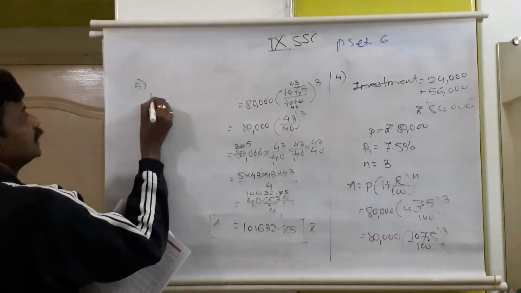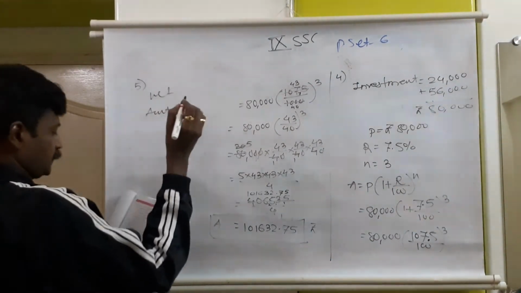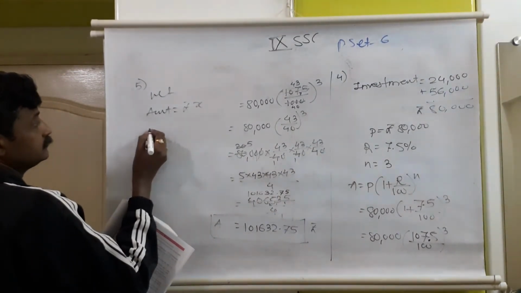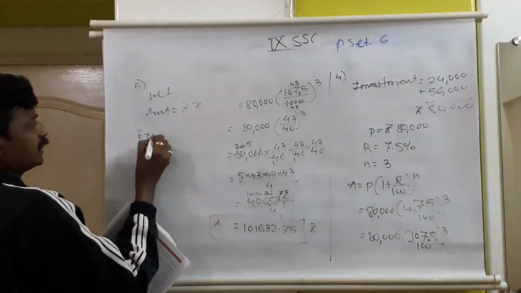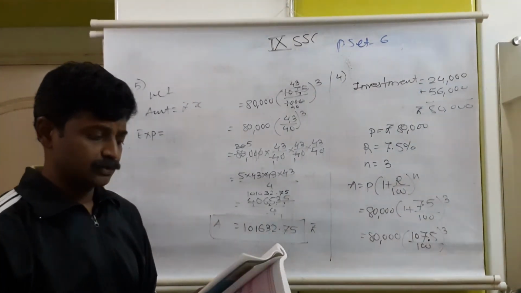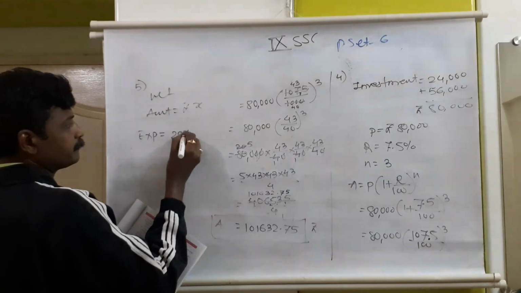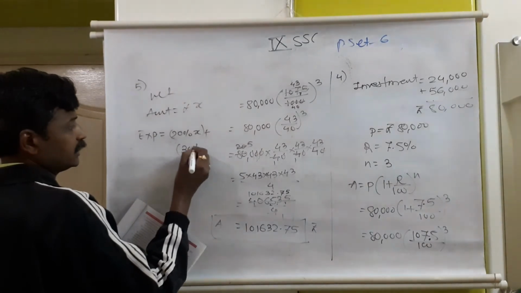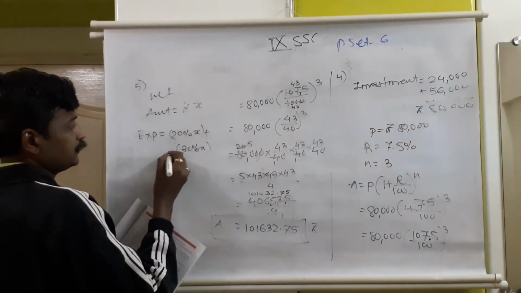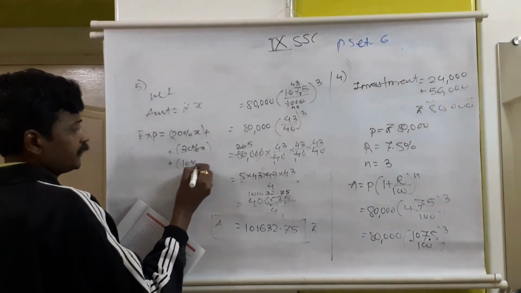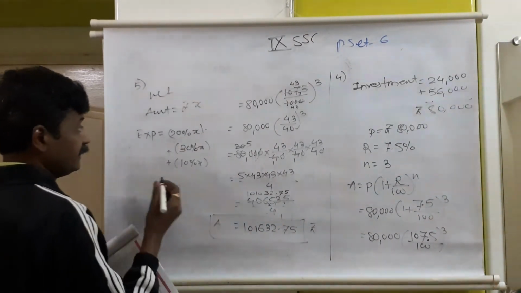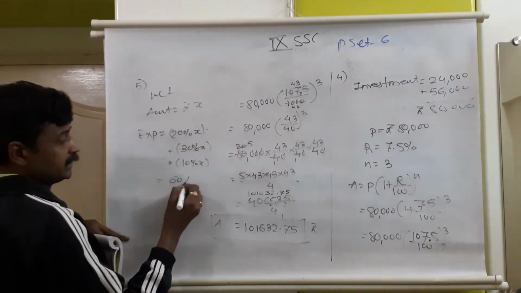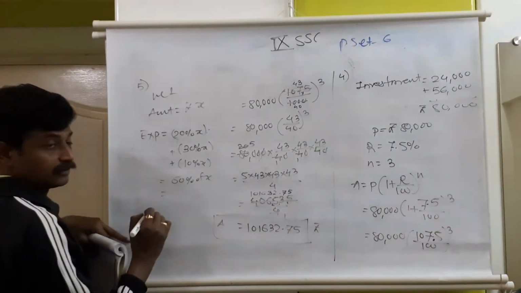So we'll consider, let the amount with Mr. Manohar be rupees x. For the elder son, the given away amount is 20% of x, plus for the younger son 30% of x, plus for the school 10% of x. That is his total given away amount. So total given away amount is 20 plus 30 plus 10, 60% of x.